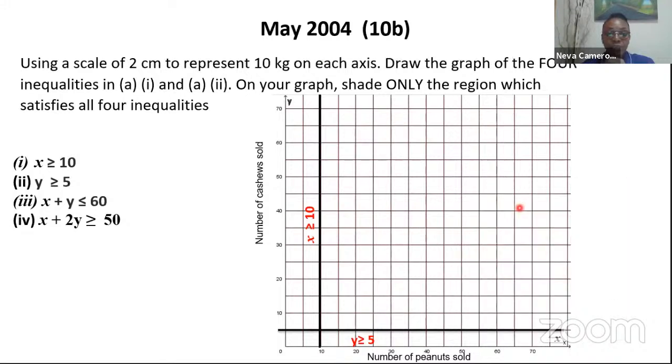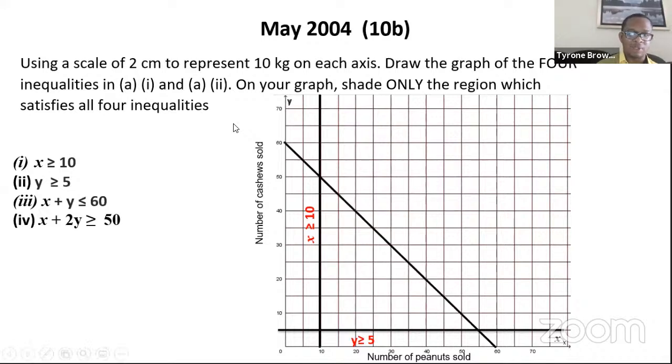At this point, we'd have the x-intercept and the y-intercept. So we can use the language that we normally use. All right, that's where I was going. Awesome, sir. Thank you for that. And let us quickly now look at the line x plus 2y greater than or equal to 50.